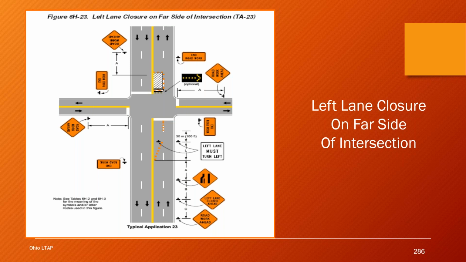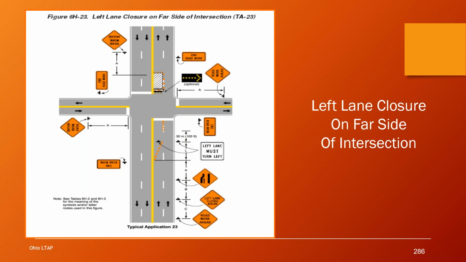So as we move along, what we have here is typical application number 23, and it's showing a left lane closure on the far side of an intersection. Remember, we talked about different parts of the intersection, whether it be near side or far side or in the intersection. All the typical applications have these different variables. Here they show the work zone is on the far side of the intersection in the left lane, and they're showing the typical setup here.